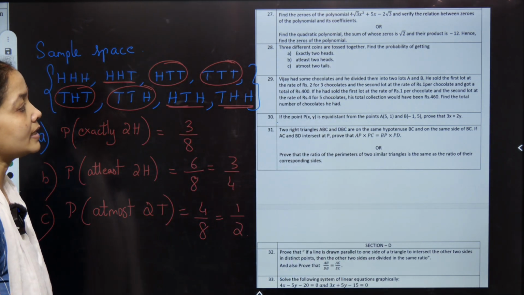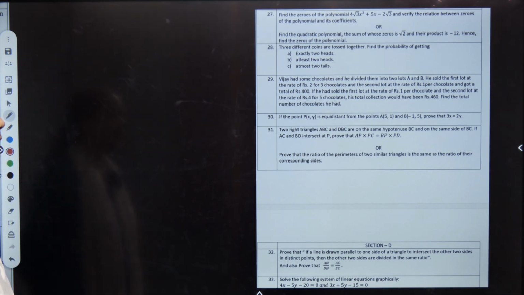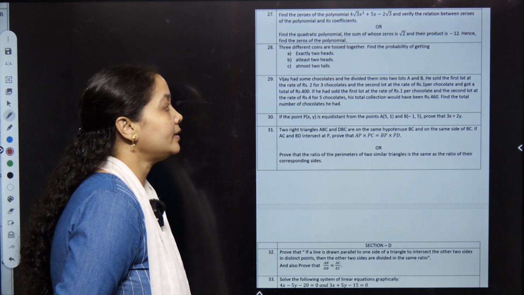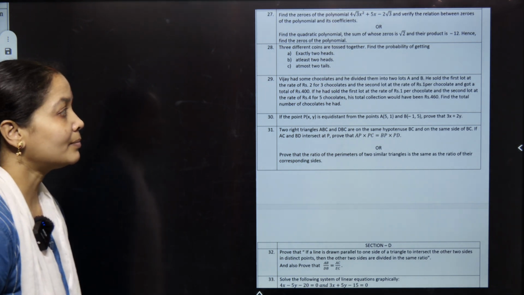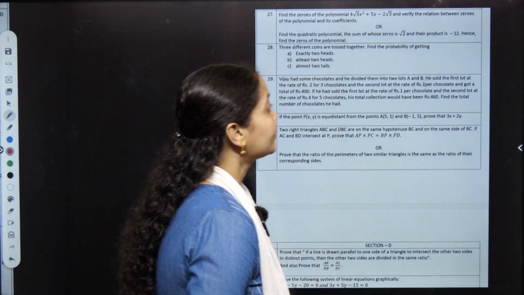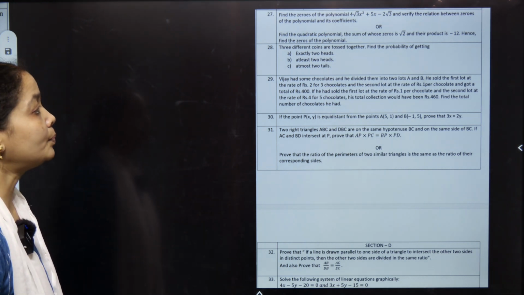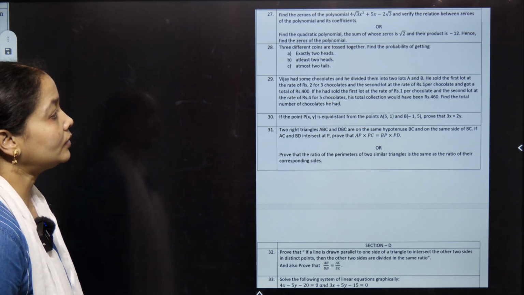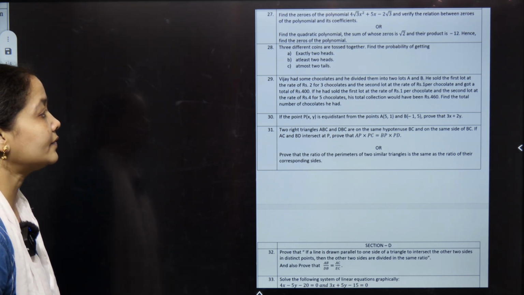The 29th question is asking us, there's a person called Vijay. Vijay has some chocolates and he divided them into 2 lots A and B. So he has some random number of chocolates and he has divided them into 2 lots A and B. He sold the first lot at the rate of ₹2 for 3 chocolates, and the second lot at ₹1 per chocolate and got a total of 400.